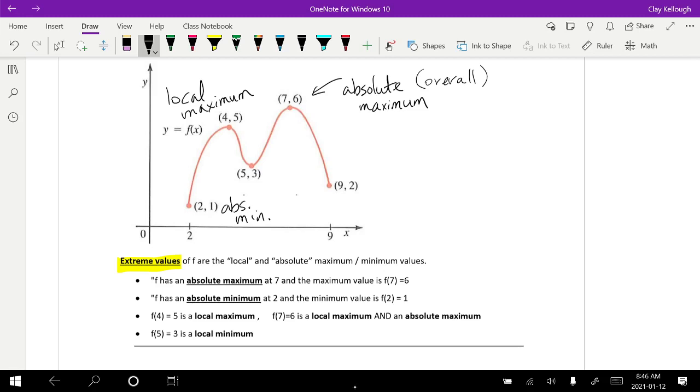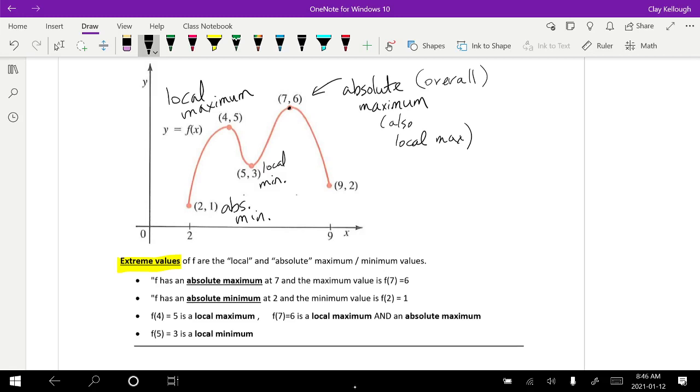And when f of x is 5, when f of 5 here, this here is a local minimum. Get it? It's not the overall minimum for the graph, but in that area, it's locally the minimum of the graph. And then f of 7 is both a local maximum and an absolute maximum, because it's locally in this area the maximum, and it's the maximum overall. So you could also call it a local max.